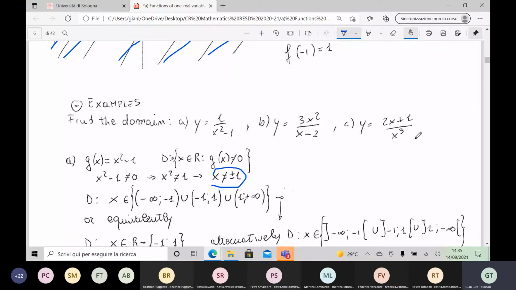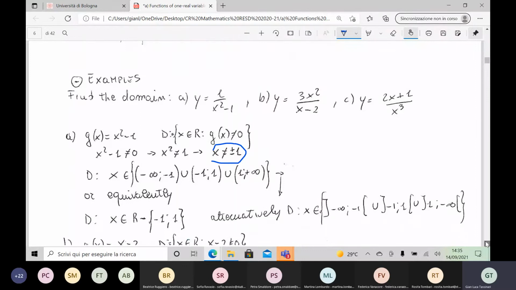But a cube, or a power, is different from 0 if the base is different from 0. So we need to require that x to the power 3 is different from 0, which implies x different from 0.